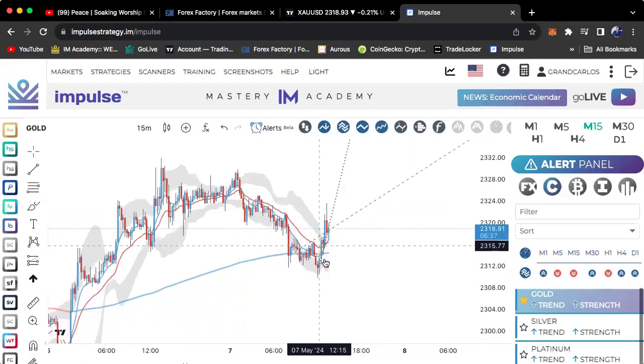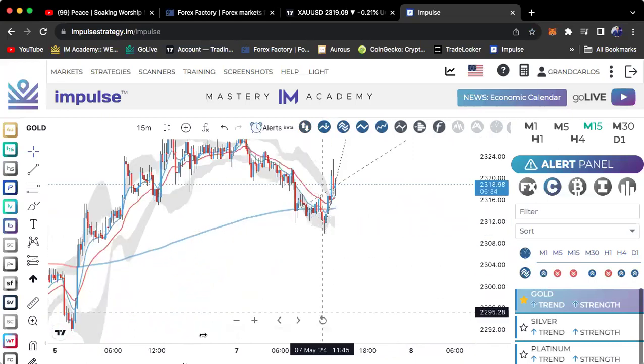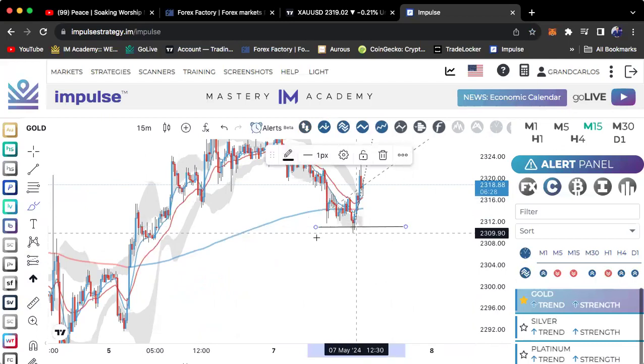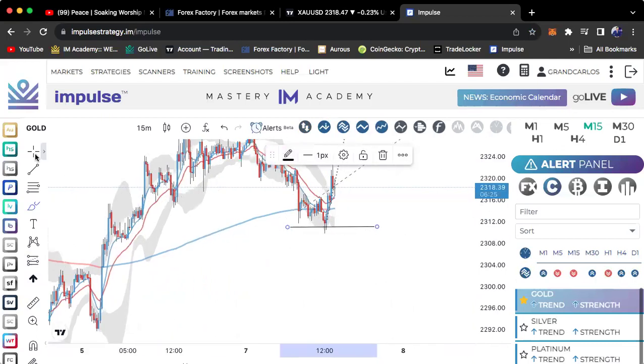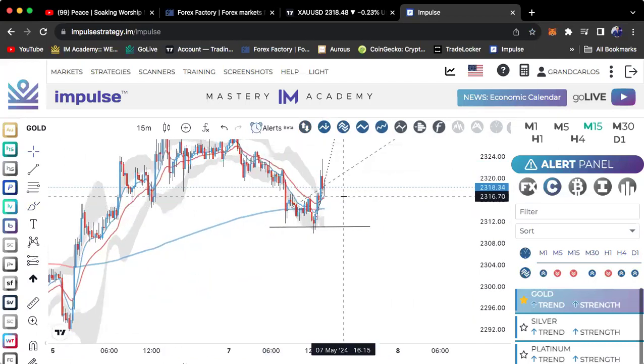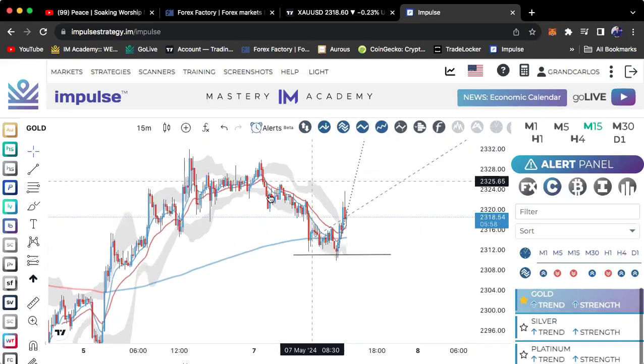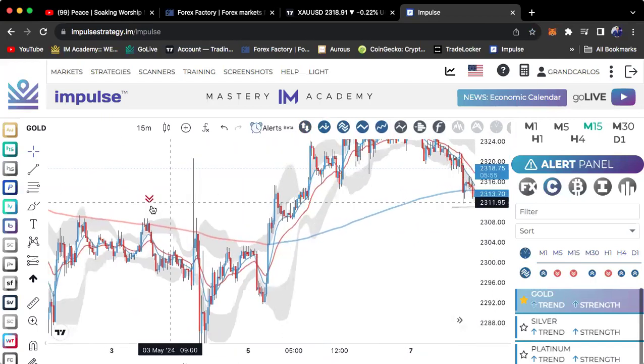I'm waiting for price to create a new lower low, right? If it breaks below here, which is 2310, I want to see the red trend arrow and the red strength arrow. It gives me two red arrows, and then the 1 minute gives me a red microtrend arrow, and also another red microtrend arrow, just like how I did right here.